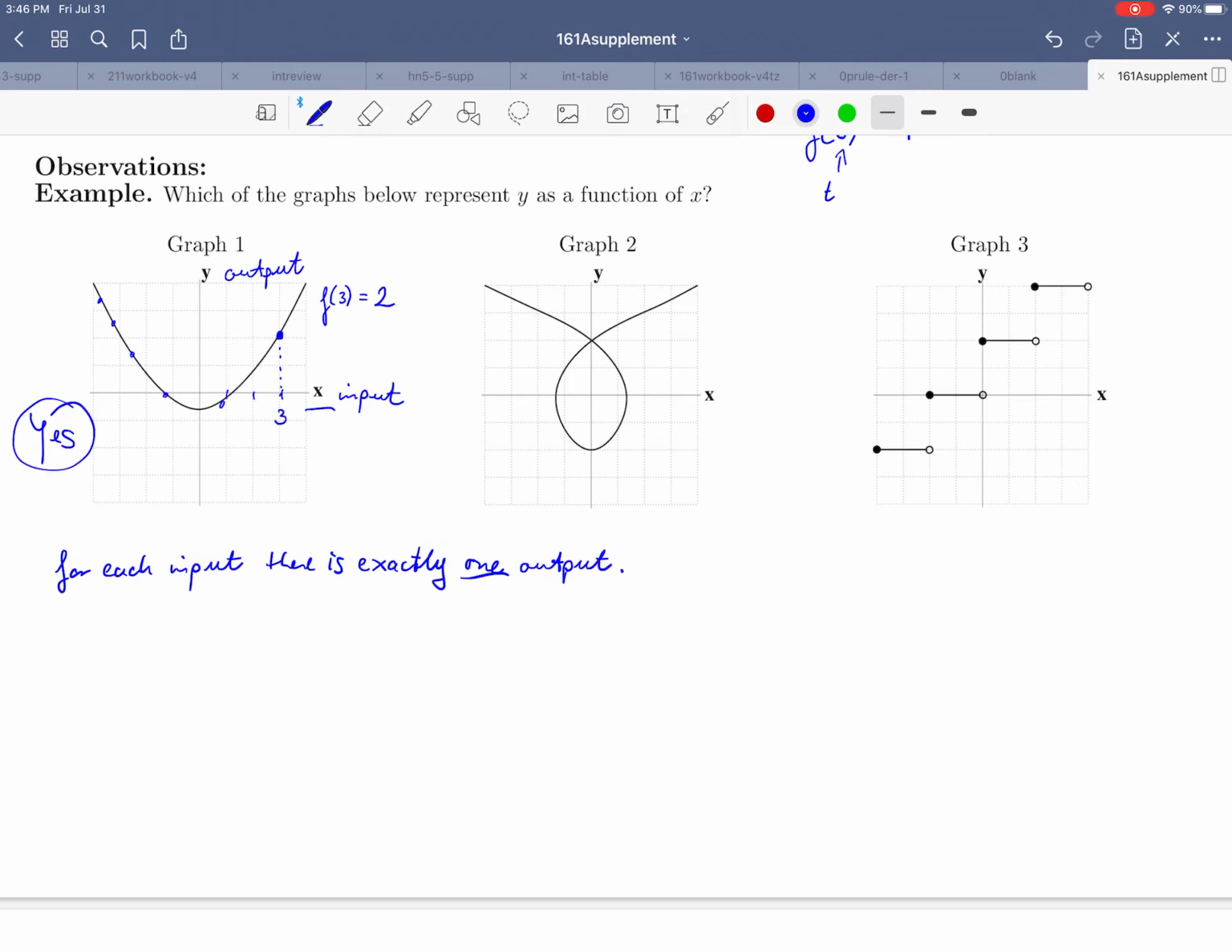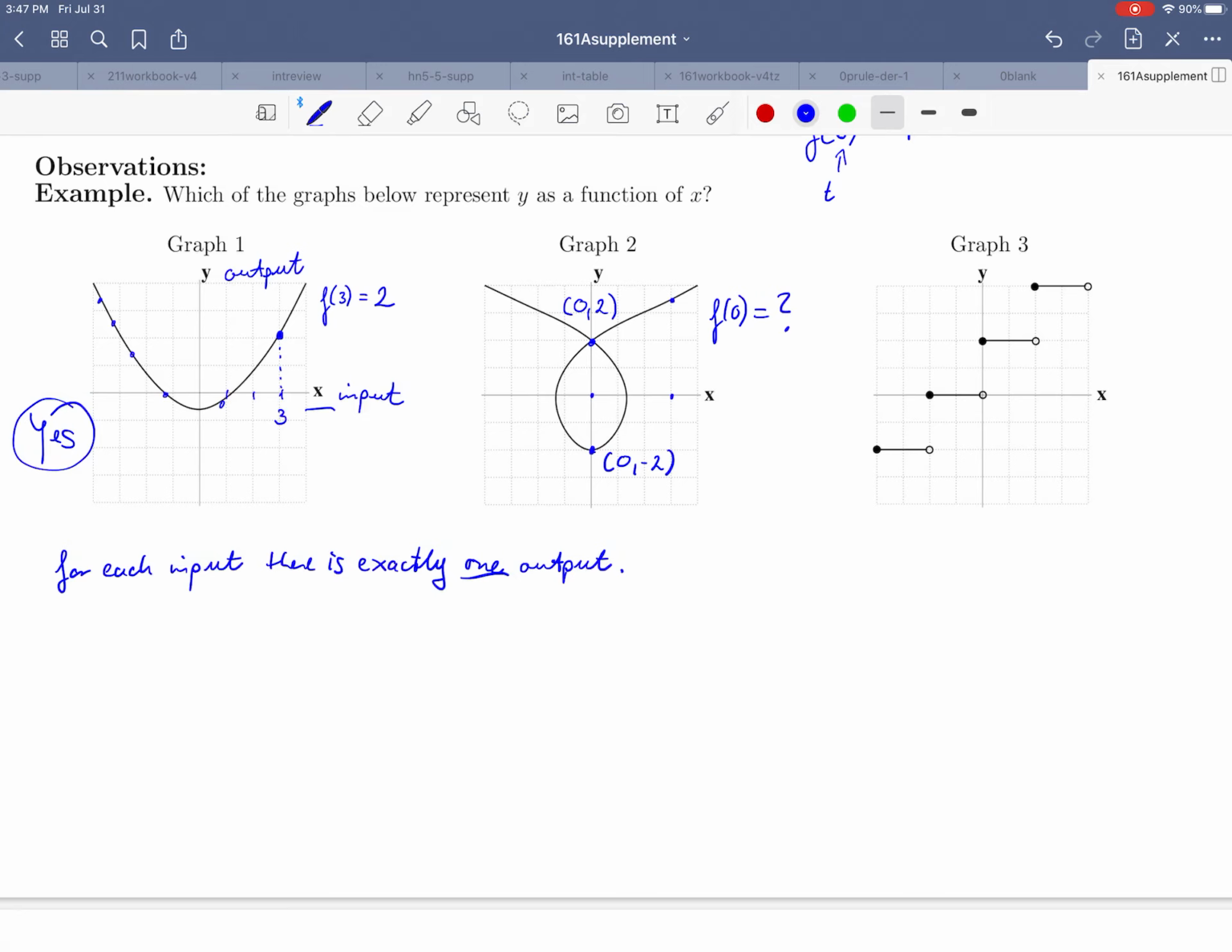What about the second one? Here we see that we are running into a little bit of trouble. For some input values, we have one output value, but for others, we have more. So for example, for input value 0, when x is equal to 0, what is f of 0? Looking at our graph, I can find 2 points that are right here. So I find the point (0, -2), and I find the point (0, 2). Both are points on my graph, and that's a problem.